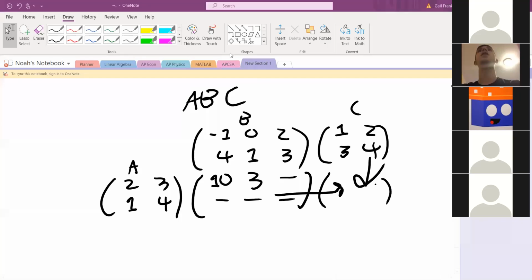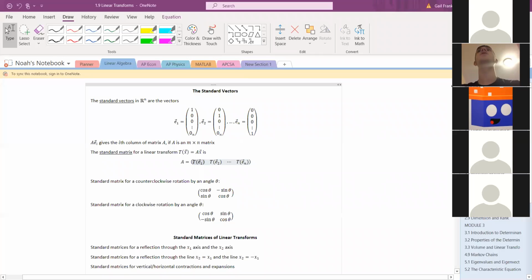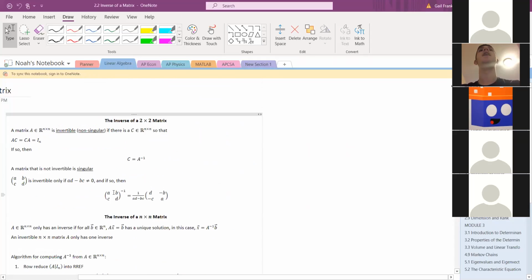Oh wait, I need a screen share again. Screen share, OneNote. Let's see, linear algebra and inverse of the matrix. Yeah, this is the formula I am talking about. To find the inverse for the 2x2, instead of doing the other method, which takes a little bit longer, you divide by the determinant and you switch the ones on the main diagonal, and make the other ones negative. Stop share.